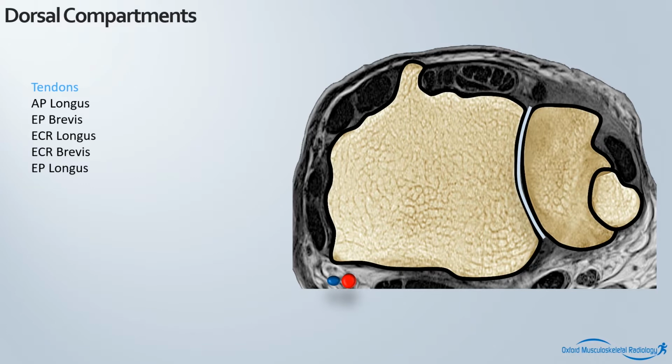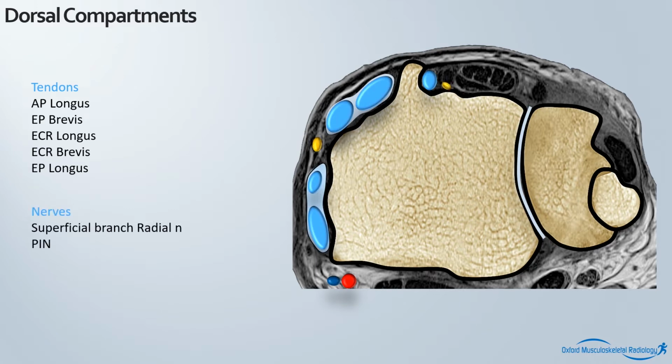The three compartments comprise 5 tendons, 2 pairs and 1 solitary tendon. The radial nerve plays some role in causing symptoms in this area, so we'll talk a little bit about that. And of course the important overlying extensor retinaculum.